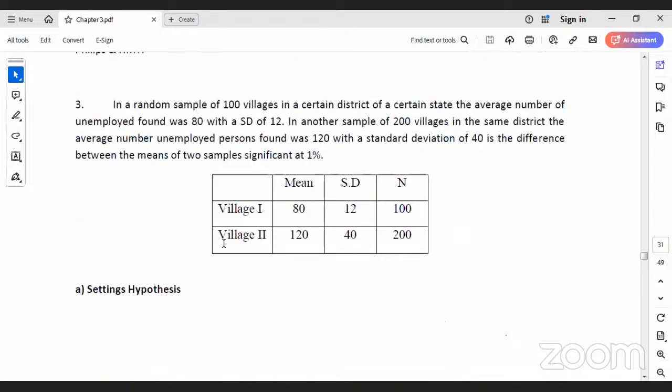So one more problem is there. See, this problem is also theoretically given. So for the sake of students, I created one table. In the table, all the values are inserted like this. So you see the question properly.